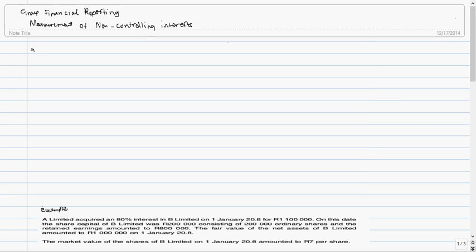In this tutorial, we're going to be talking about measurement of non-controlling interest. Now, non-controlling interest can be measured in two ways. The first one is at fair value. It is also called the full goodwill method.